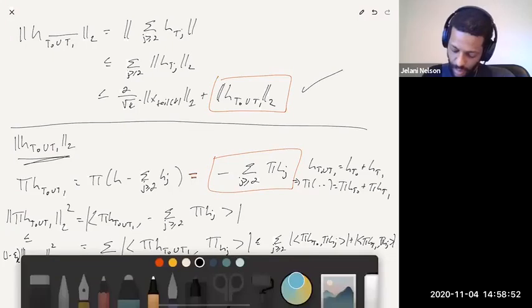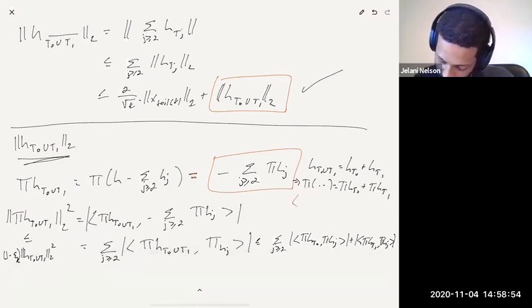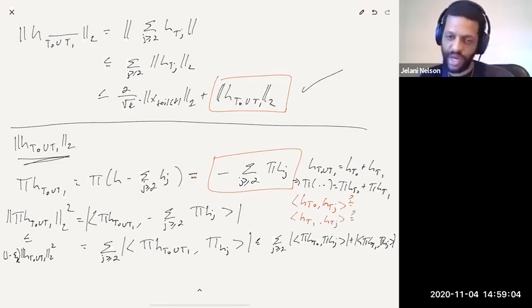Someone tell me, what is the dot product of h t0 dotted with h tj? What is that dot product? And also, if you take the dot product of h t1 dotted with h tj, what is that dot product? What are these dot products?